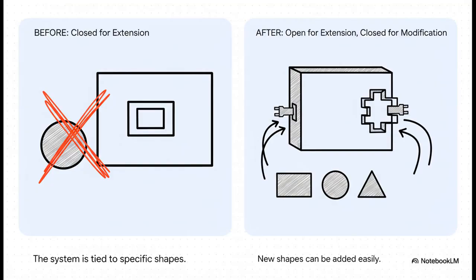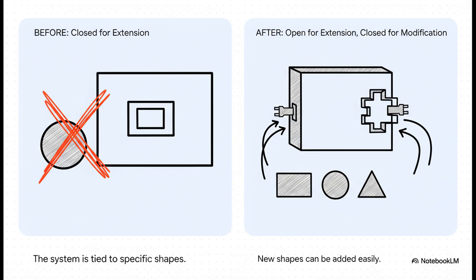Imagine it's hard-coded to only work with rectangle objects. What happens when we need to add a circle? Well, we have to crack open that CalculateAreas class and modify it. It's not closed for modification. The solution here is to rely on an abstraction. By making our CalculateAreas class work with a generic Shape interface, we can create brand new shapes, circle, triangle, whatever, and as long as they follow the Shape contract, our original calculation class never ever has to change.